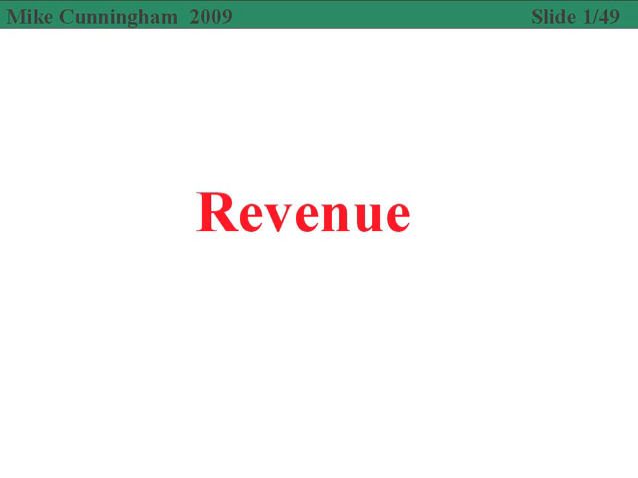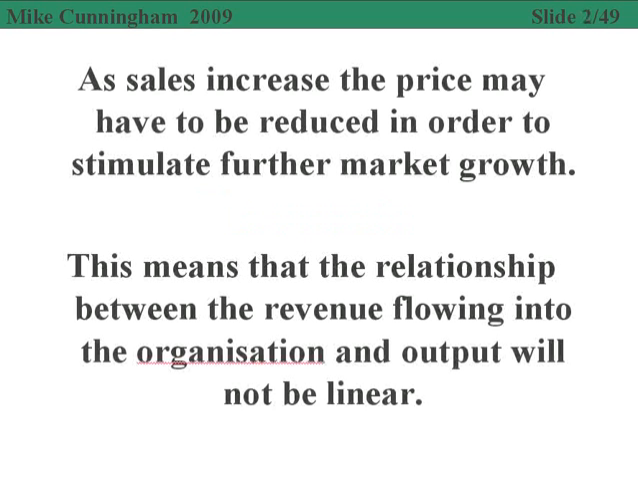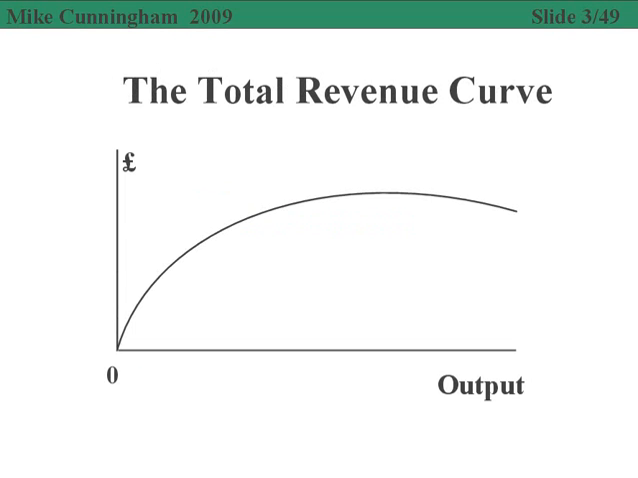So let's start. As sales increase, the price may have to be reduced in order to stimulate further market growth. That's pretty straightforward. As sales increase, sometimes producers have got to cut the price to induce even further sales. This means that the relationship between the revenue flowing into an organization and output will not be a straight line. It's not proportional. If you reduce the price, it doesn't mean that output will increase by the same proportion. So we're probably dealing with non-linear relationships, and that's likely to be the typical relationship.